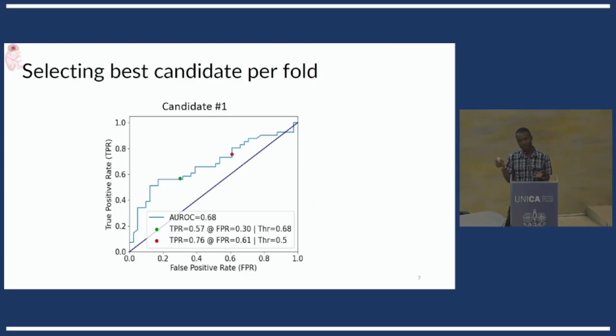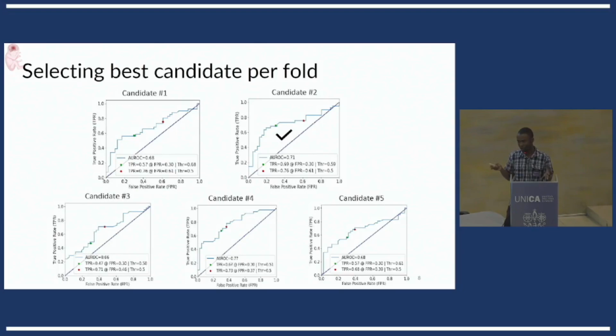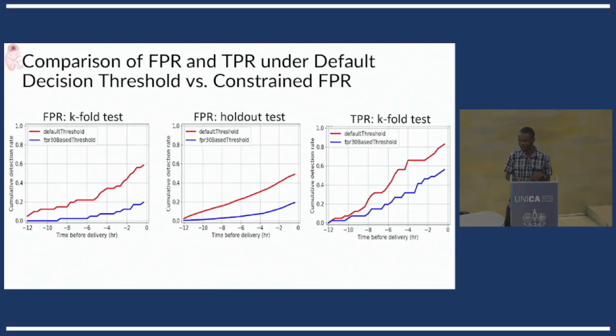That's the green dot. So I now compare all the 5 models, and I choose which one gives me a higher true positive rate at that acceptable false positive rate of 30%. And from here, candidate 2 is the one I'll select to present my model. So now I go to the metrics. I'm comparing what's the false positive rate and the true positive rate when I use the default decision threshold and then the false positive rate constraint.